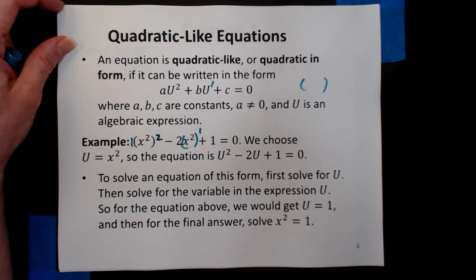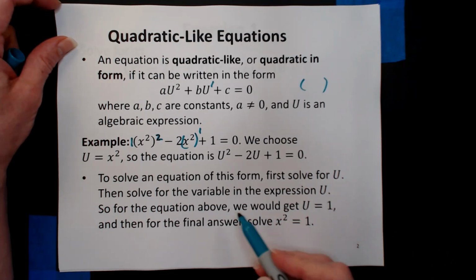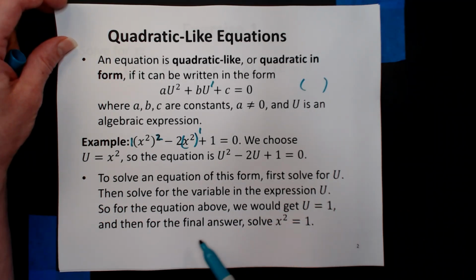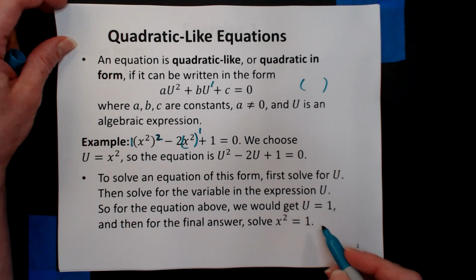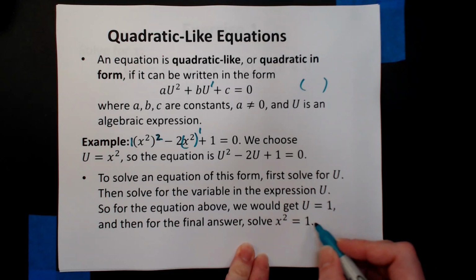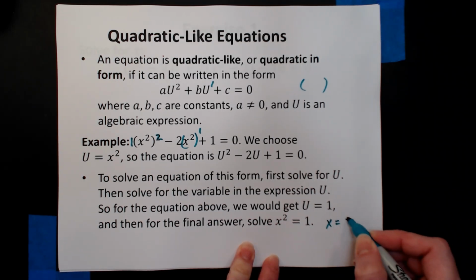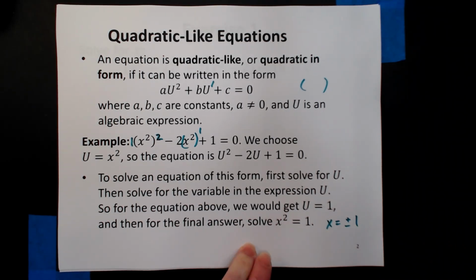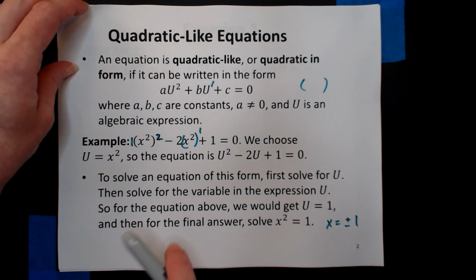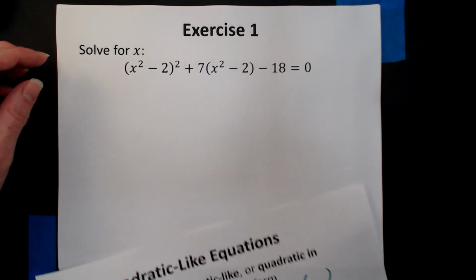To solve an equation in this form, we first solve for u, and then we solve for the variable using the expression for u. For the equation above, we'd get u equals 1. And then for the final answer, x squared equals 1, which would be x equals plus or minus 1. I have two answers for that one. We'll talk more about that in a moment.